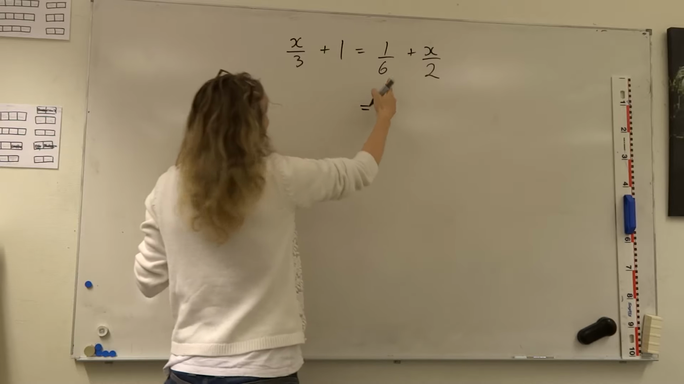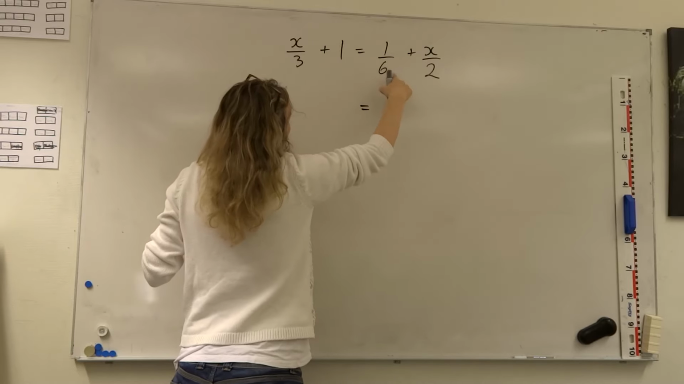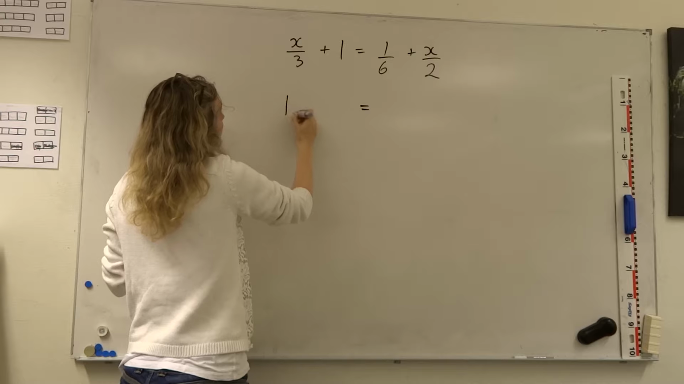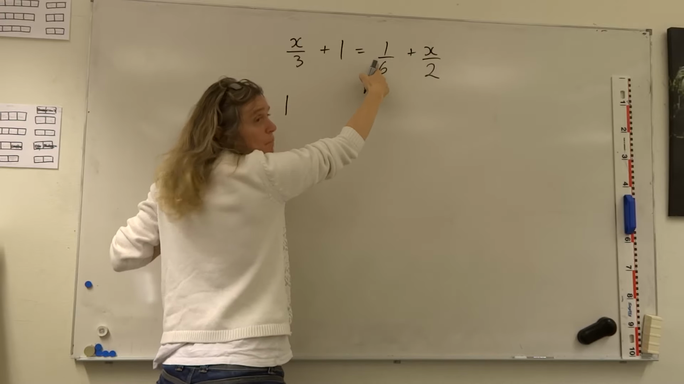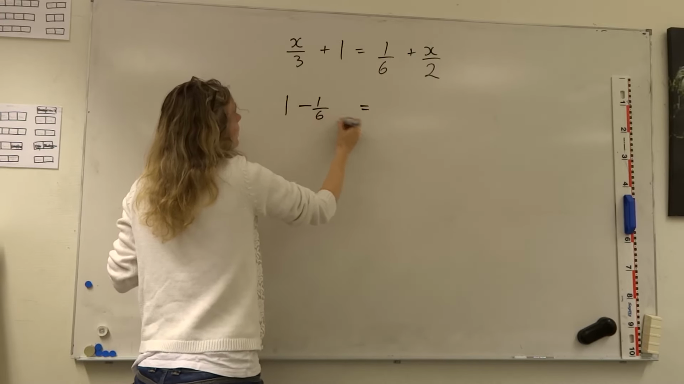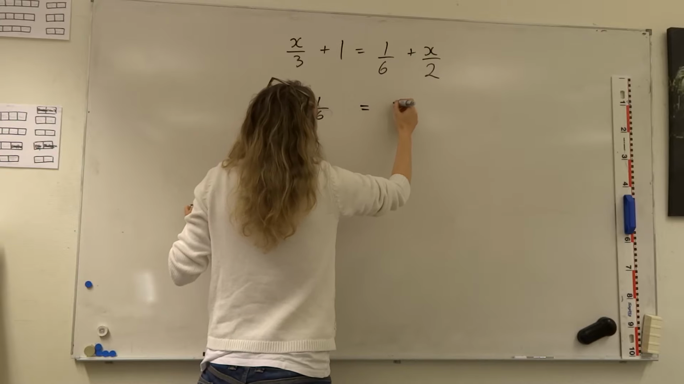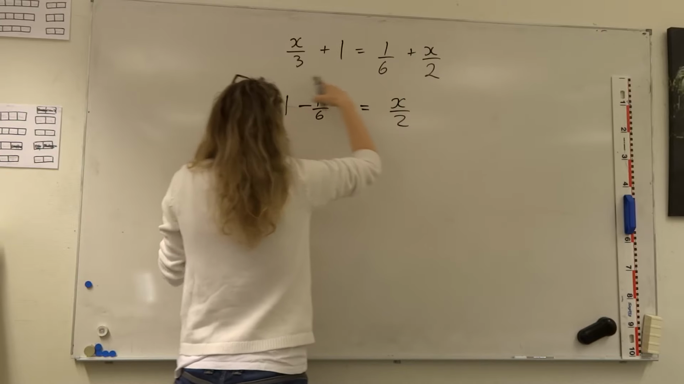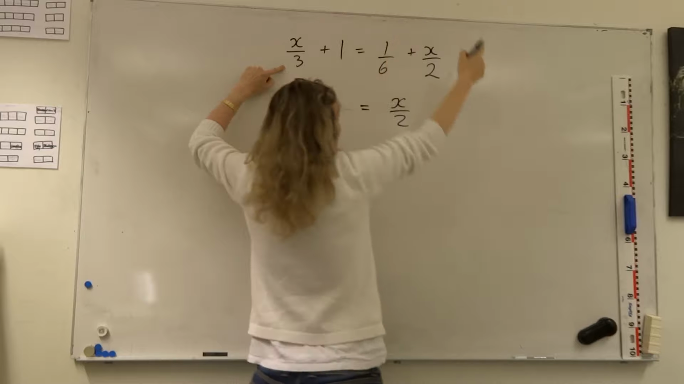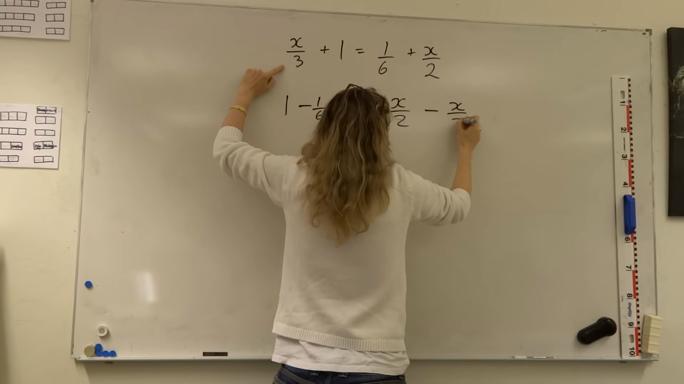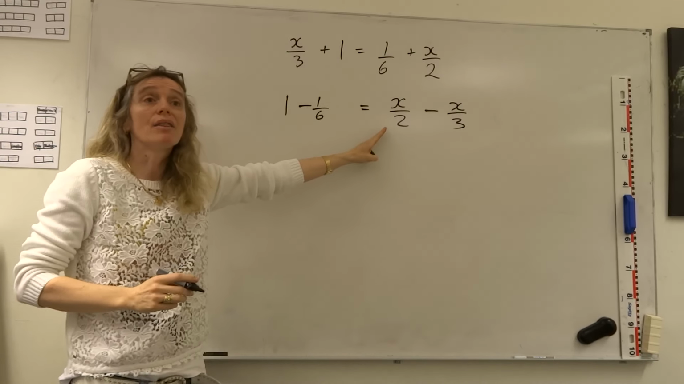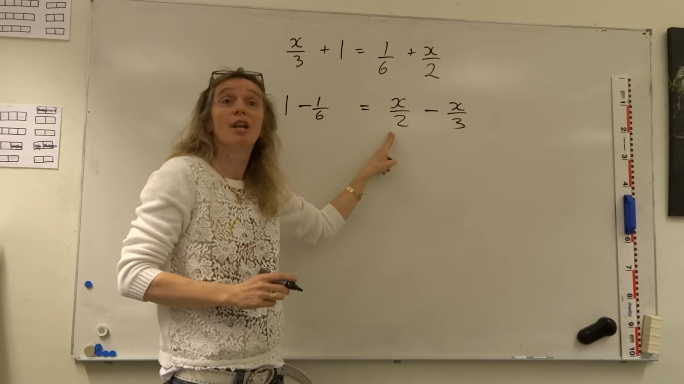So if I'm going to move my x over to that side, I need to move my numbers over to this side. So on this side, I'm going to get 1 minus a sixth equals x over 2 stays the same, but the x over 3 goes to the other side and becomes minus x over 3. I can't do anything with this now because I have different numbers on the bottom.